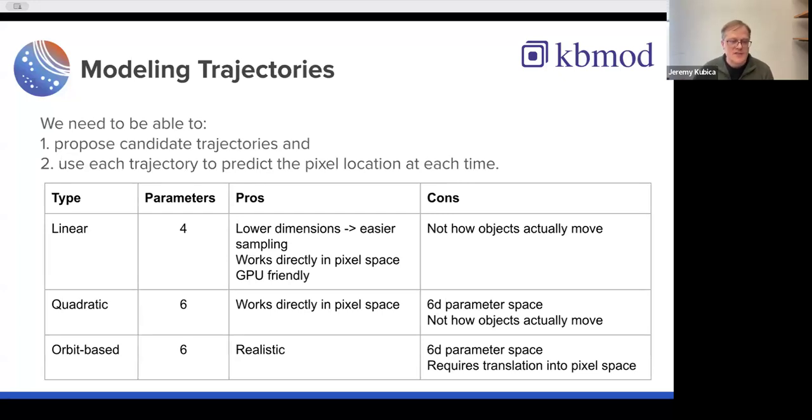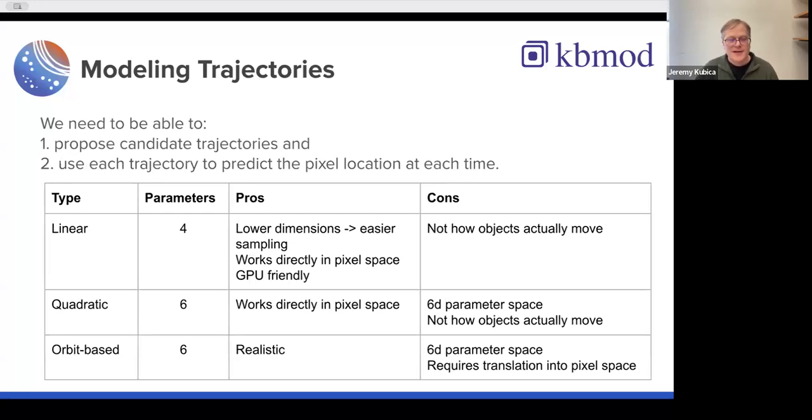Other approaches that we've considered involve quadratic-based projections or orbit-based projections. And these, again, you're trading off higher dimensionality for more realistic trajectories. So given the statistical formulation and the linear trajectory, we can go through the loops and compute all of these candidate trajectories and come up with a ranking, basically, of which trajectories are most likely to have objects.